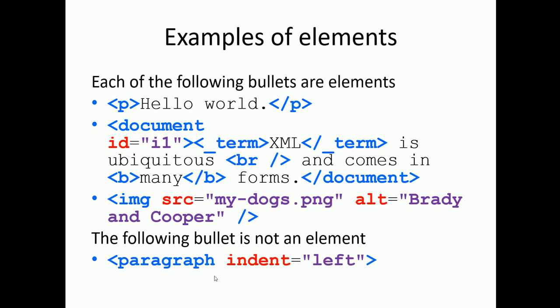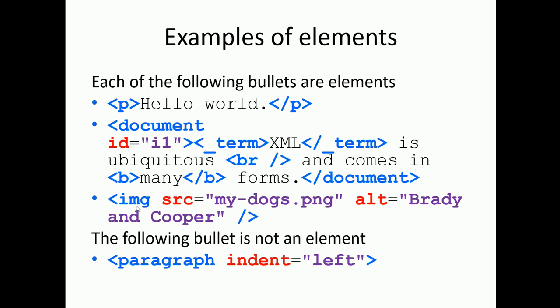So these are examples of elements. In each of these bullets, never mind the bullet is not part of the element, but for example, paragraph, hello world, end tag paragraph is an element. Document with an attribute of ID with nested elements, term, end term, some text, an empty element here, some more text, a start tag, an end tag, some more text, and then this document close tag. This is an element. From here, document start, to here, document end is an element.